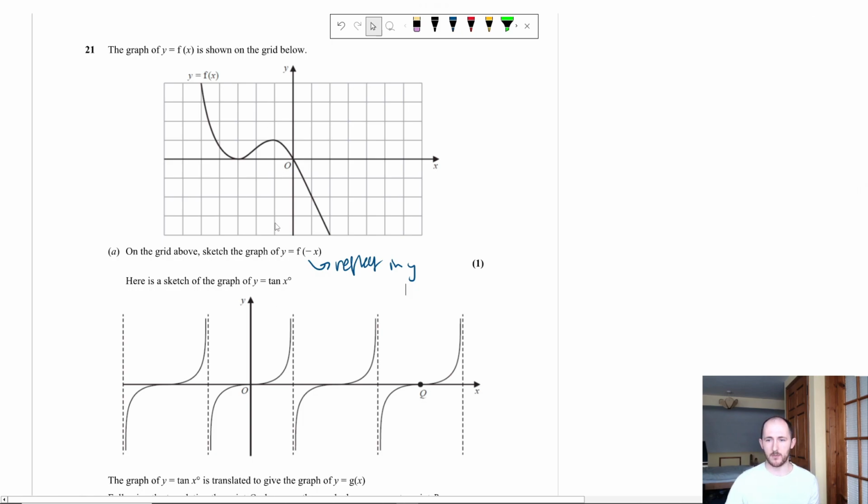So if we look here, that will become over here. That will become here. That will become. That's 5 plus. 1, 2, 3, 4, 5. Cool. So then all you're going to do is draw the exact same shape.